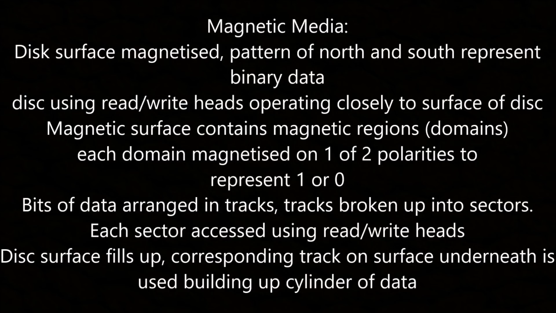Magnetic media is when the disk surface is magnetized with a pattern of north and south representing binary data. The disk uses read-write heads operating close to the surface of the disk, with the magnetic surface containing magnetic domains. Each domain is magnetized in one of two polarities to represent a 1 or a 0. Bits of data are arranged in tracks, and tracks are broken up into sectors, with each sector accessed using read-write heads. When the disk surface is filled up, the corresponding track on the surface underneath it is used, building up a cylinder of data.